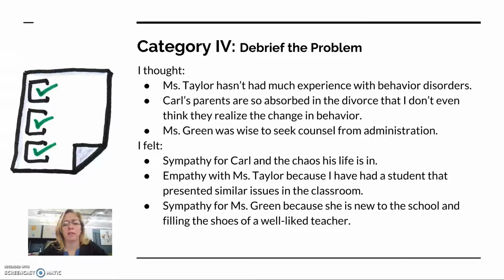I really felt a lot of sympathy and empathy in this situation. I felt sympathy for poor Carl and the situation he's in. He already had some behavior issues, and this chaos is not helping him. I felt empathy for Miss Taylor because I've had students that I wasn't ready for that had behavior disorders, and I did not know what to do. And I felt sympathy for Miss Green because she's so new, and the pretty well-liked teacher, she's filling the shoes, and that's hard to be in those situations and to do the right thing.